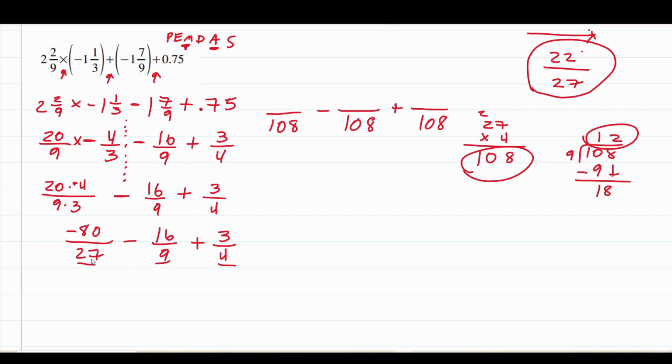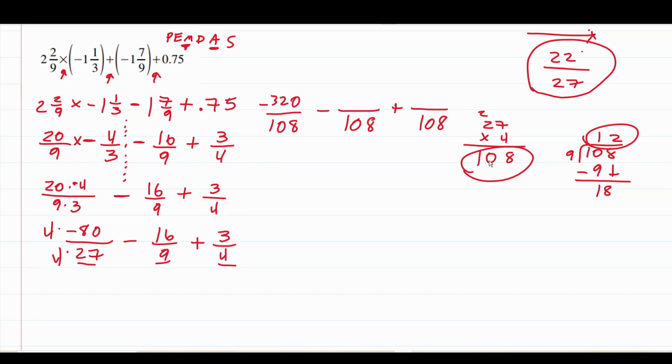Again, to write 27 as 108, we have to multiply it by 4. We're also going to do that to its numerator. Again, 4 times 27 is 108. Negative 80 times 4 is going to be, well, 8 times 4 is 32. Therefore, negative 80 times 4 is negative 320.